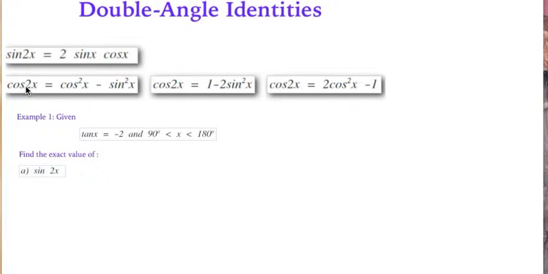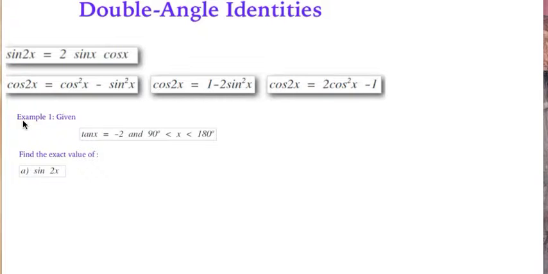Now, cosine 2x has three forms of identities. It's either cosine squared x minus sine squared x, or 1 minus 2 sine squared x, or 2 cosine squared x minus 1. All of them are equivalent.